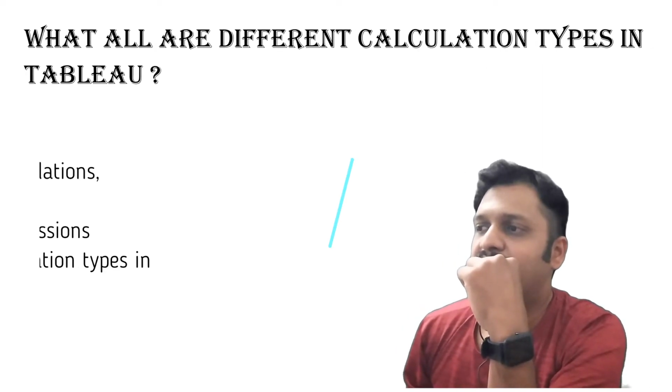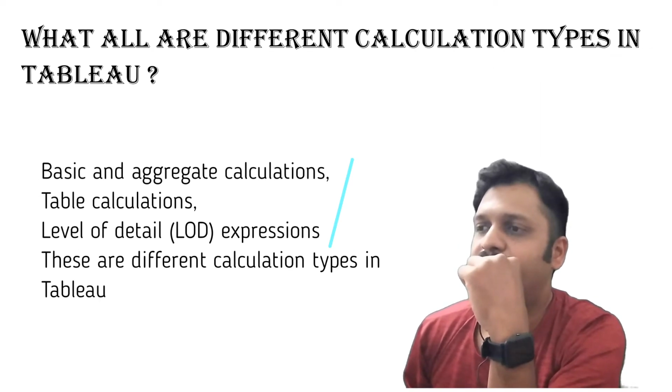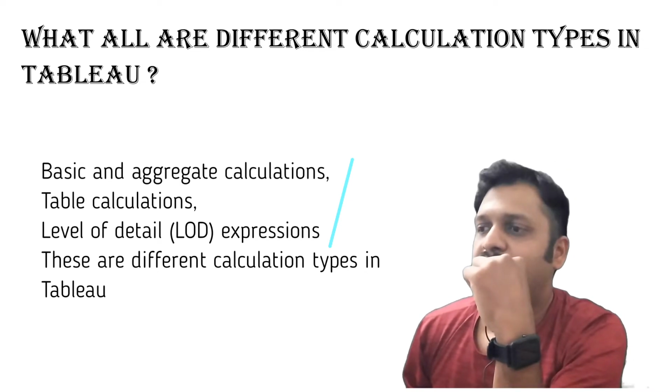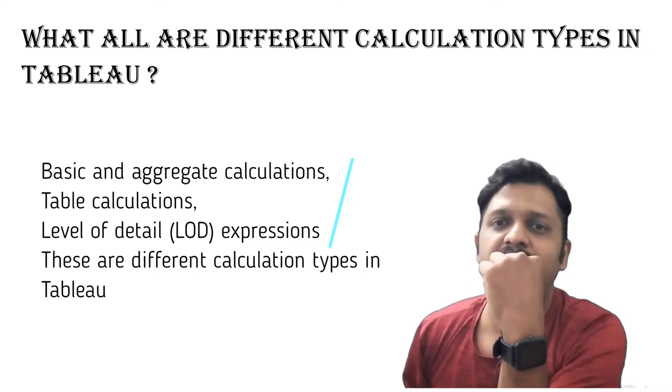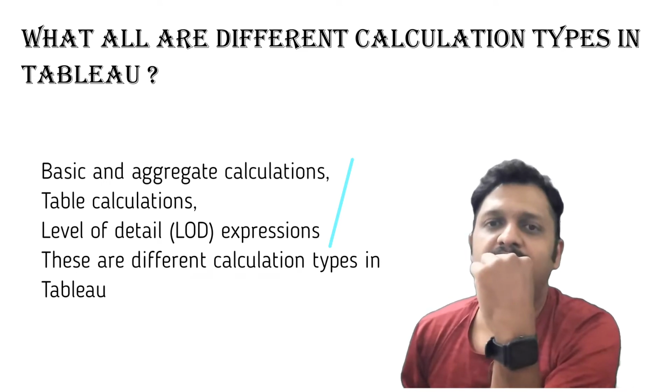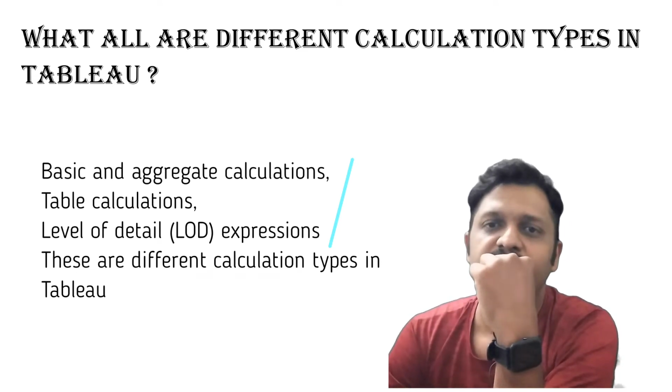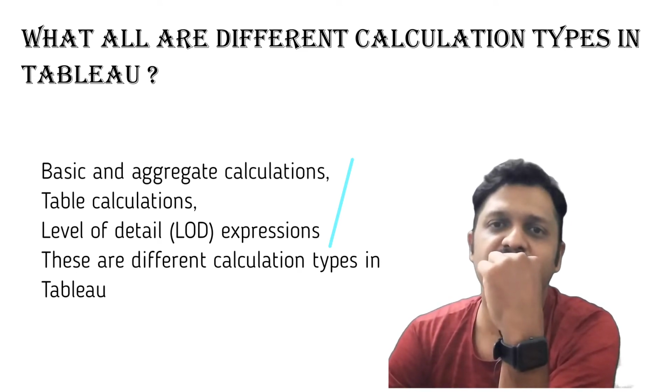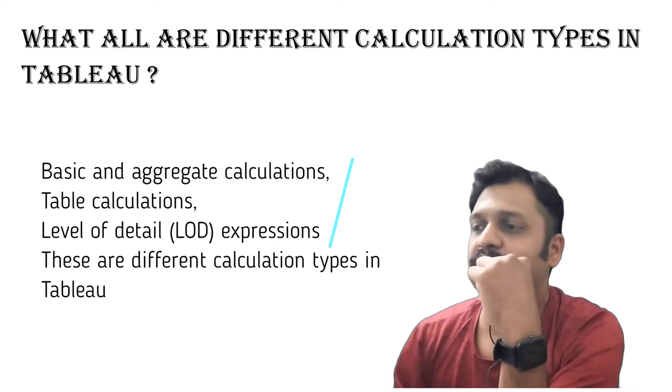Tell about different calculation types in Tableau. First type is basic and aggregate calculations. Second is table calculation. Third is level of detail expression. And these are the different calculation types used in Tableau. Next question.